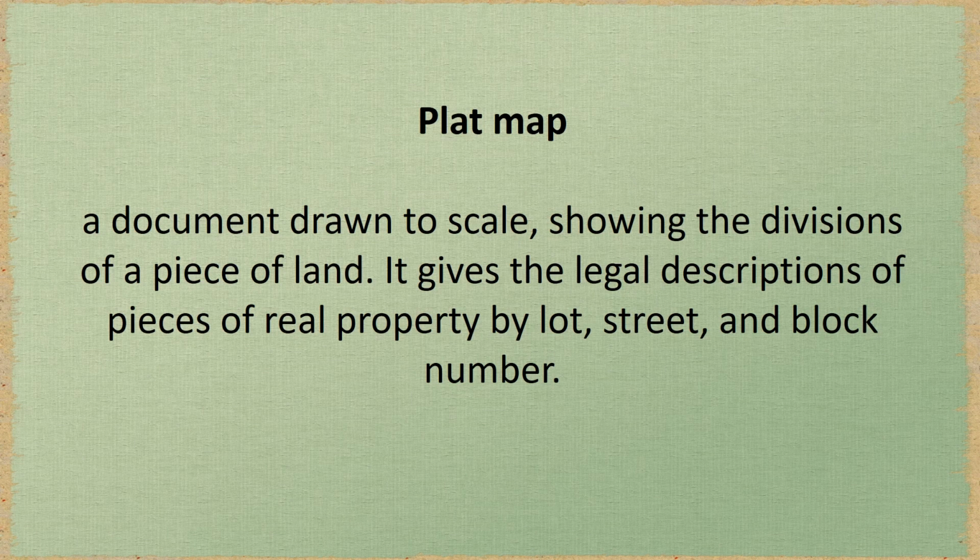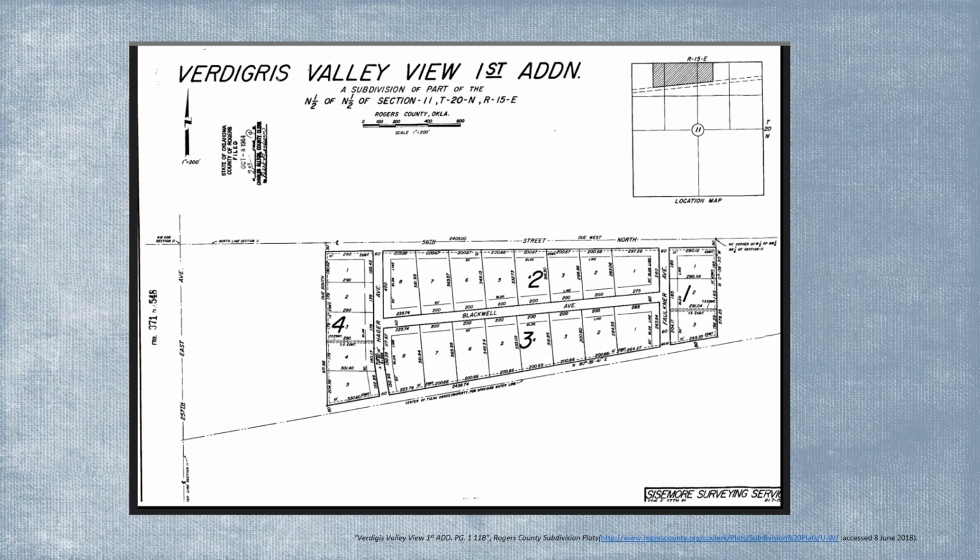A plat map is a document drawn to scale, showing the divisions of a piece of land. It gives the legal descriptions of pieces of real property by lot, street, and block number. Subdivision maps and other maps for city planning can help you understand the development and division of an ancestral piece of ground, helping you trace the ownership.